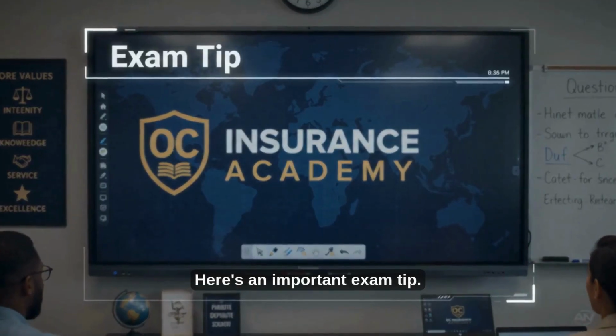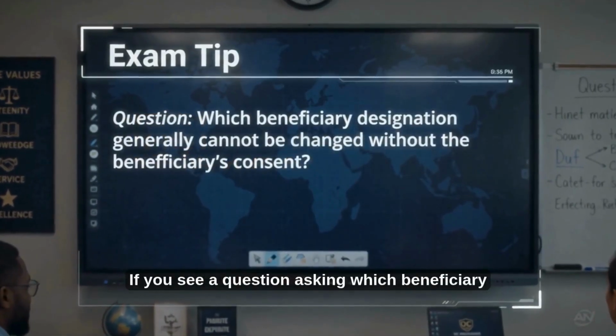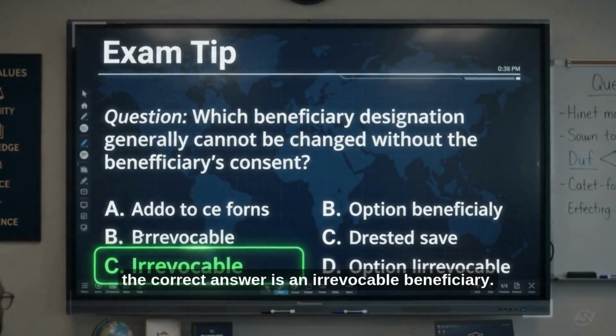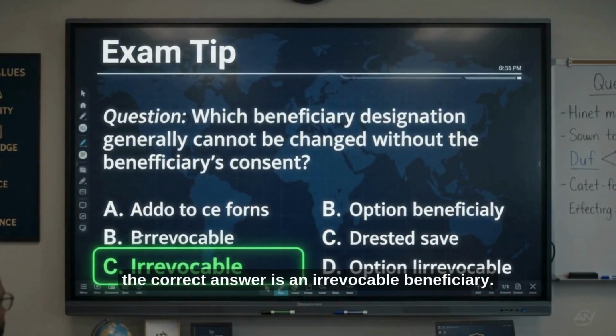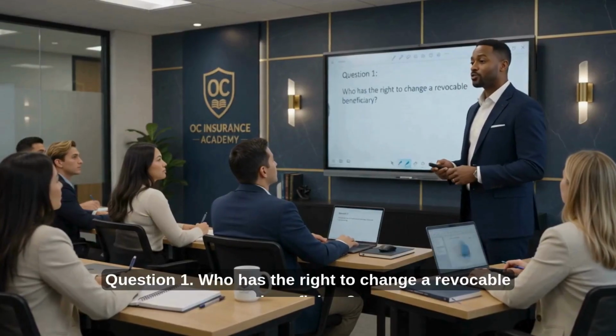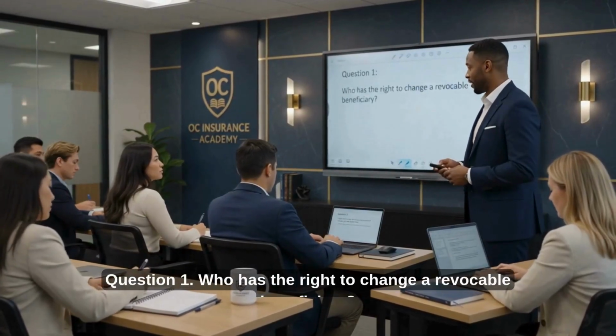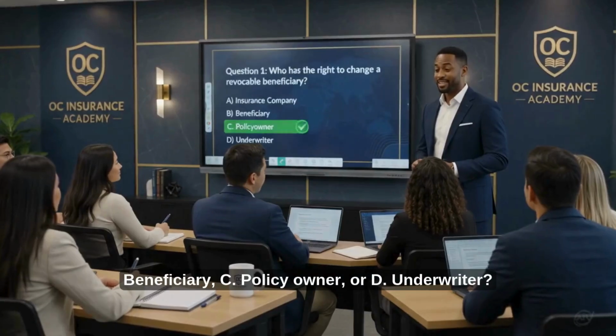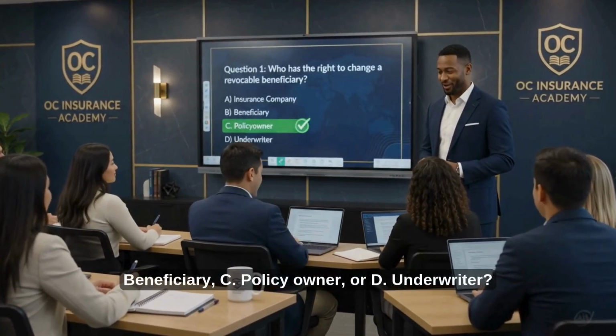Here's an important exam tip. If you see a question asking which beneficiary cannot generally be changed without consent, the correct answer is an irrevocable beneficiary. Question 1. Who has the right to change a revocable beneficiary? A. Insurance company, B. Beneficiary, C. Policy owner, or D. Underwriter.